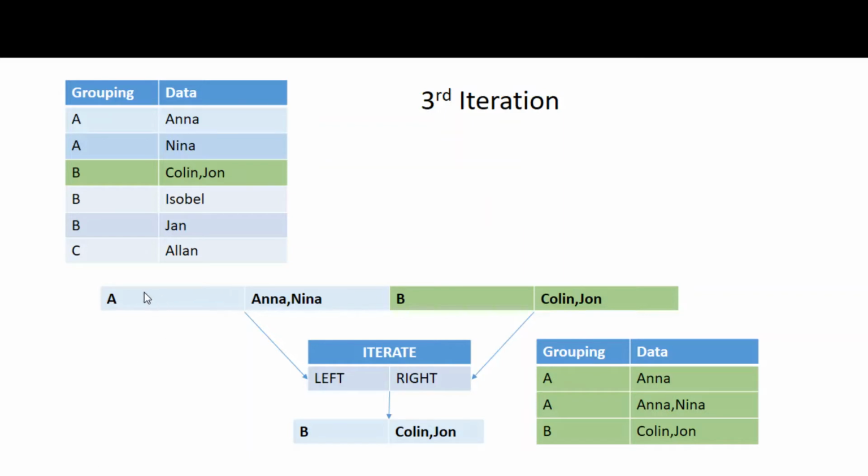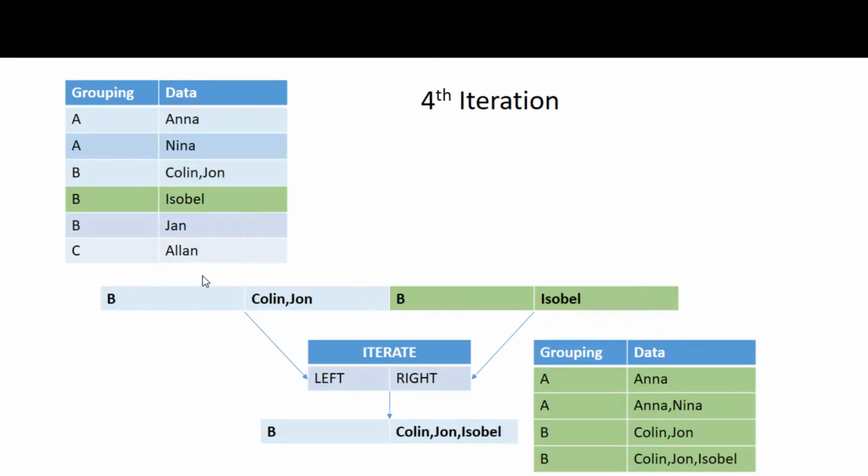Okay, so that second iteration's output now becomes the left hand side to the third call to iterate, and the third record comes in on the right hand side of the parameter. I've detected that the grouping is different, so I've finished with group A, so I now want to collect data on group B, which is all I do. So effectively this third iteration just copies the right hand side to the output, and again here it is in the output data set.